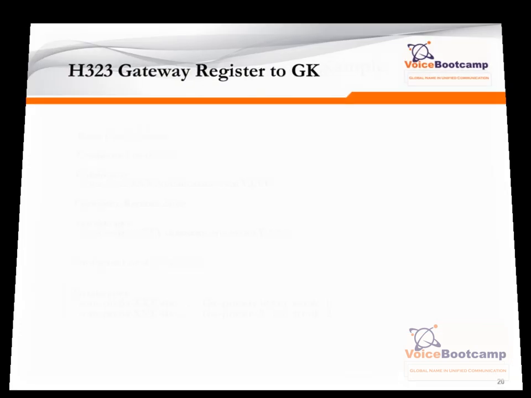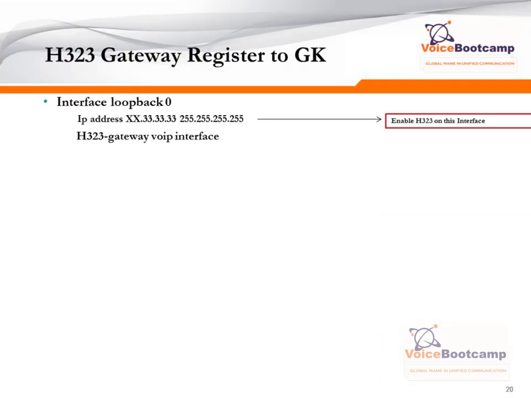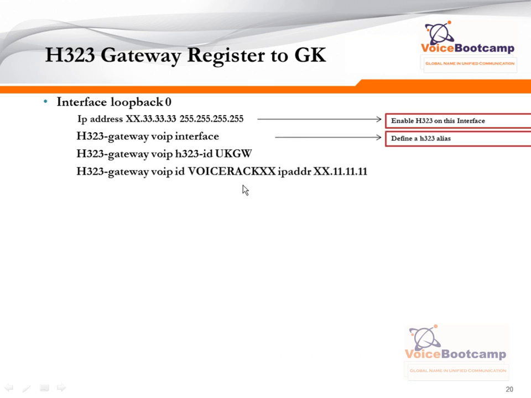To register a gateway to the gatekeeper, on the gateway side I go into the loopback interface. I define my VoIP interface, H323 gateway VoIP interface. This allows you to run the H323 process on that particular loopback. Next is to define an alias, H323 gate ID UKGW. That means the gateway name will be identified as UKGW. I will define the zone name voice rec XX followed by the IP address of the gatekeeper. This tells the gateway to go to this particular gatekeeper xx.11.11.11 and register to the zone voice rec XXX.